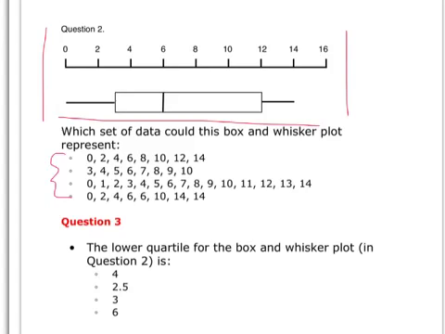So, looking at the 5 points of data that make a box and whisker plot, which are the lower extreme, upper extreme, lower quartile, upper quartile, and the median, which of these 4 sets of data matches that? Okay, so it's got a lower extreme of 0, so that means it can't be this set, because that doesn't have 0 as the lower extreme. Its upper extreme is 14. Okay, well, they've all got 14 as their upper extreme.